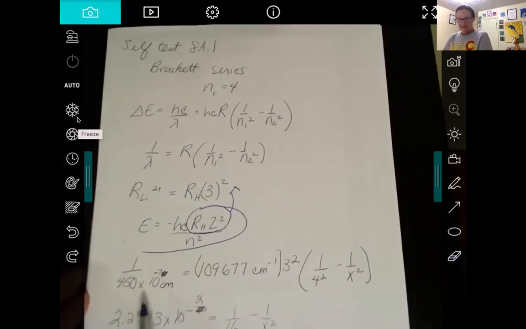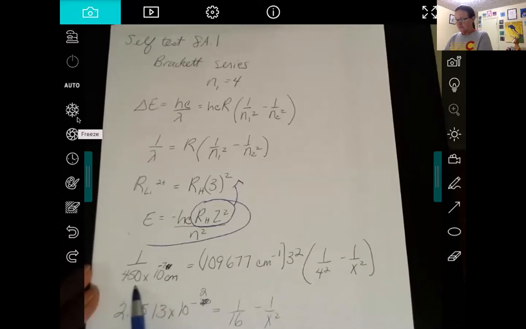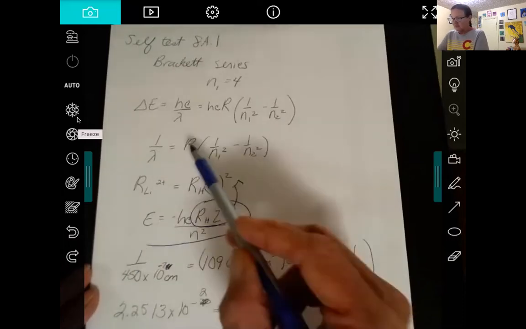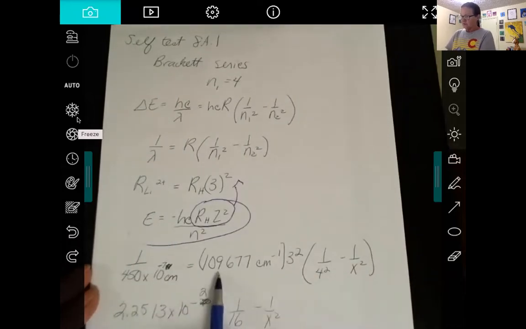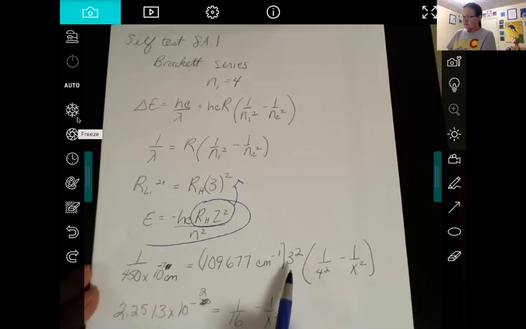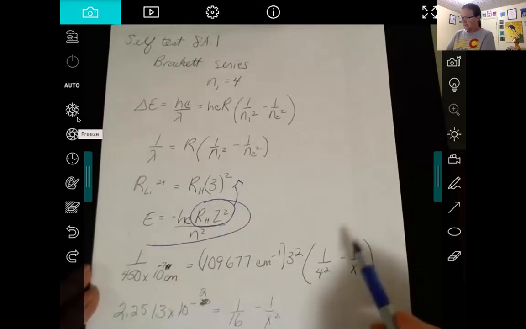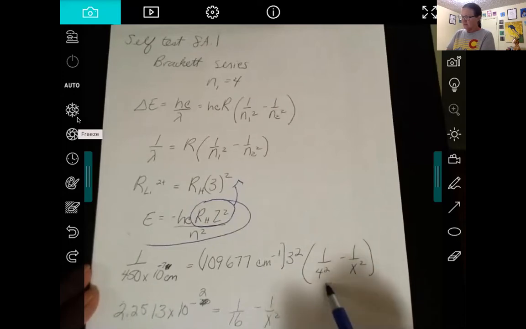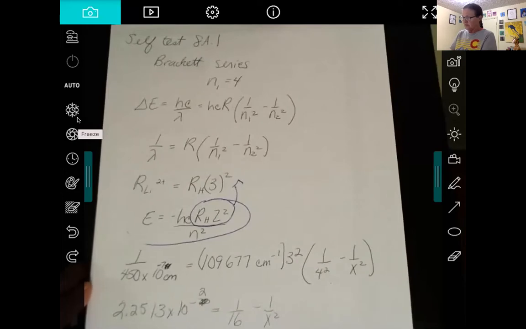So they gave us a wavelength of 450 nanometers. So I changed that into centimeters. So 1 over the wavelength in centimeters is equal to the hydrogen Rydberg constant times 3 squared because it's lithium, times 1 over 4 squared because it's the Brackett series and we're starting in n equals 4. And we're trying to figure out where it goes to. So when I did that math, I ended up with x equals 5. And so this transition is from n equals 4 to n equals 5.